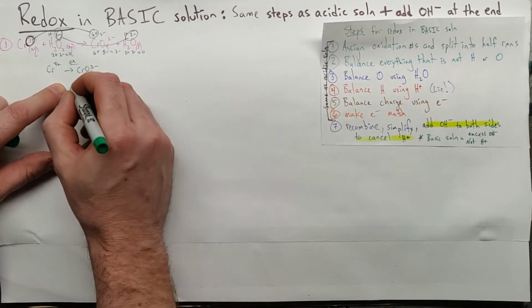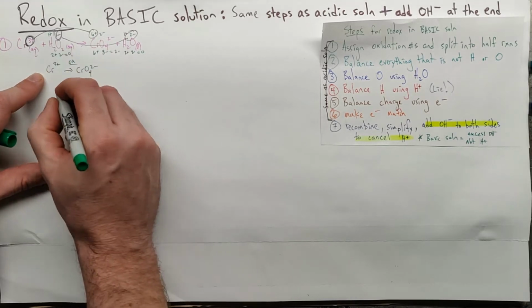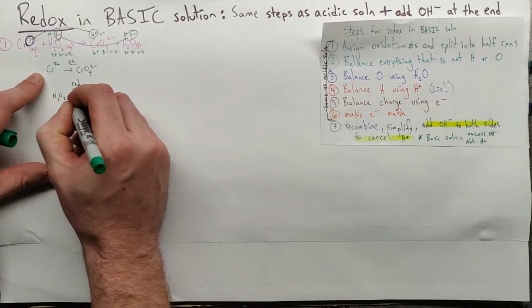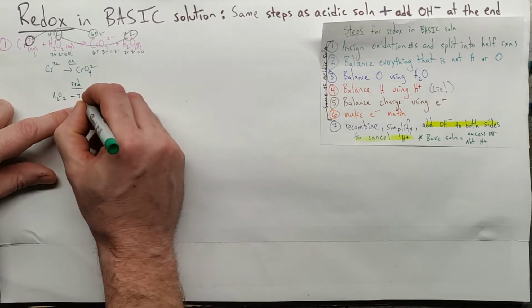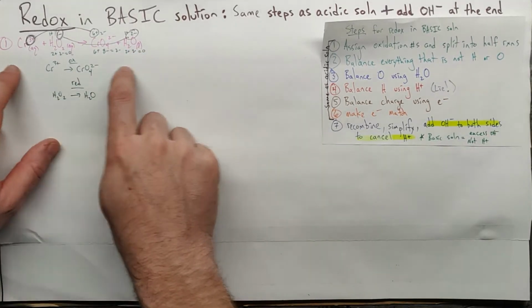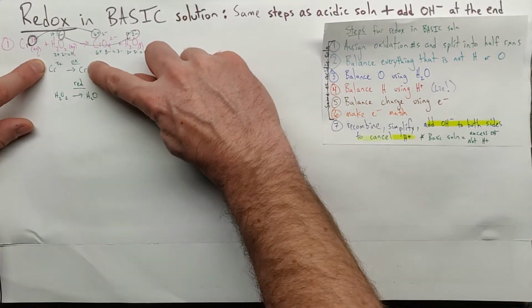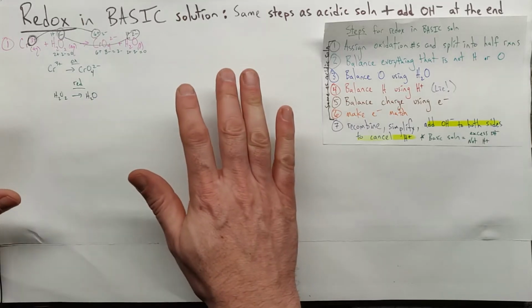3 is turning into 6. Our reduction half reaction is going to be the H2O2 turning into the H2O. We need to balance everything that's not hydrogen or oxygen. The only thing we have that's not hydrogen or oxygen is the chromium. We have one of each, so we're good to go there.